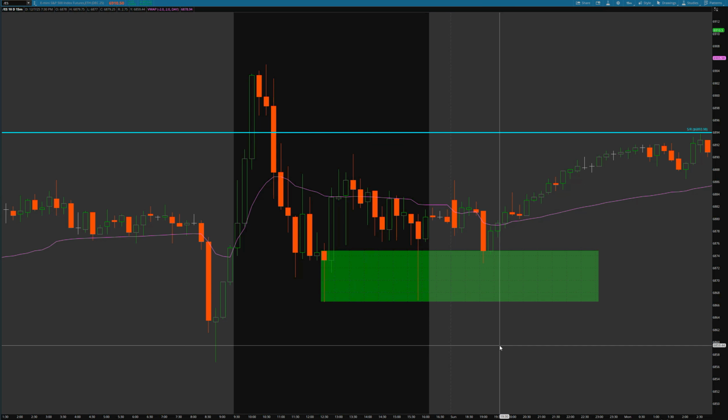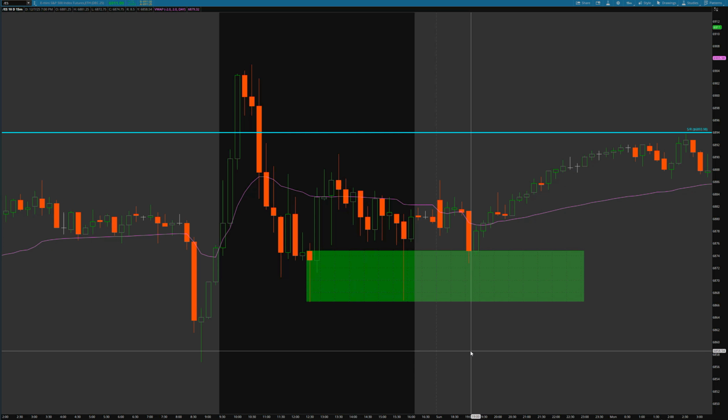So there are multiple ways. There's really no absolute way to confirm your entries, but order flow and watching the relationship between buying and selling on the tape is a very strong and popular way to do that.